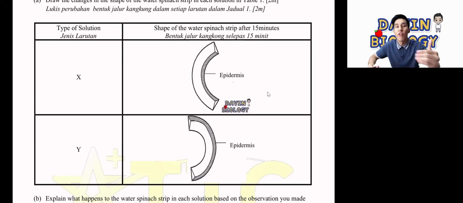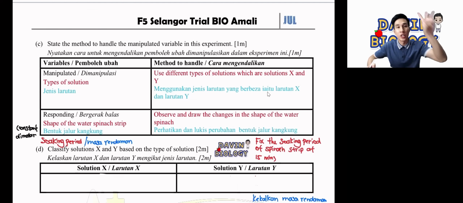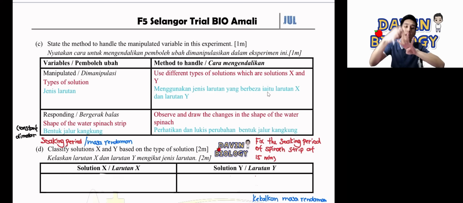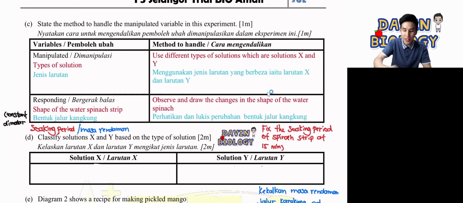First, we talk about the variables, because some of you might have a procedure, which means it's unguided, so you write the procedure. If they ask you to write a procedure, first you have to know the three variables, and one more you have to write is the method to handle. Number one, the manipulated variable is definitely your type of solution, because different types of solution affect your potato strip. Now, method to handle, how to write? Very simple. Since you only have two solutions, X and Y, for method to handle you just list down all the solutions that you use. So basically, I use different solutions X and Y, larutan yang berbeza, X dan Y digunakan.